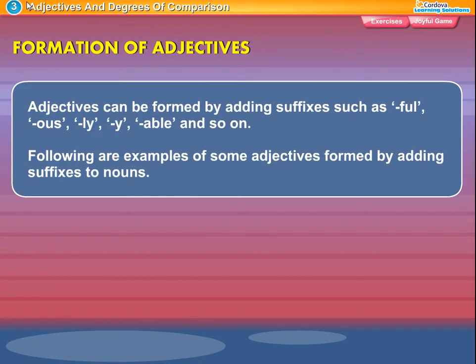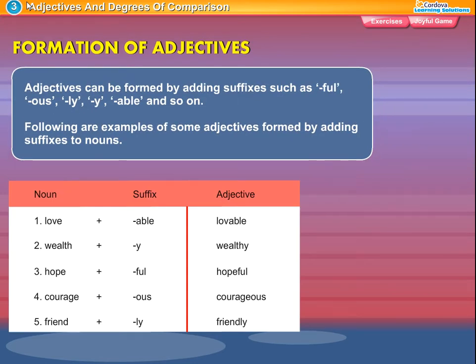Formation of adjectives. Adjectives can be formed by adding suffixes such as ful, ous, ly, y, able, and so on. Following are examples of some adjectives formed by adding suffixes to nouns. Noun, suffix, adjective: love plus able, lovable; wealth plus y, wealthy; hope plus ful, hopeful; courage plus ous, courageous; friend plus ly, friendly.